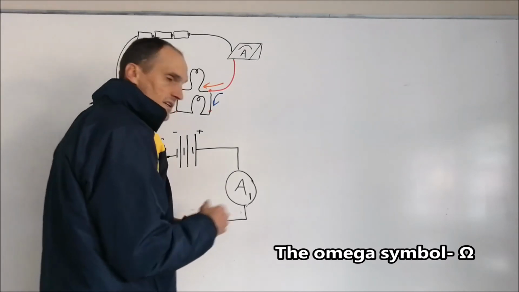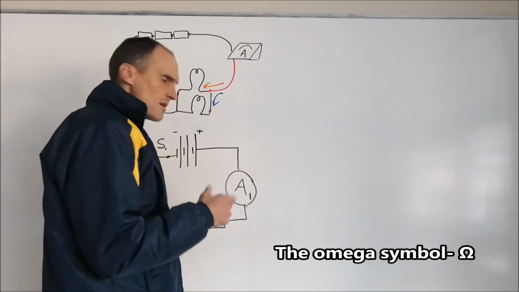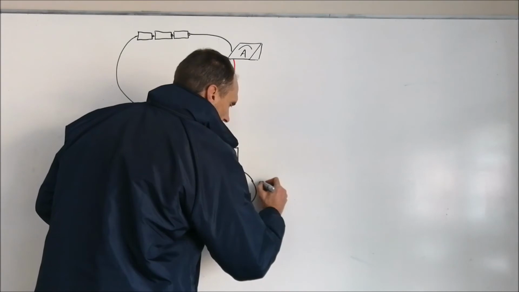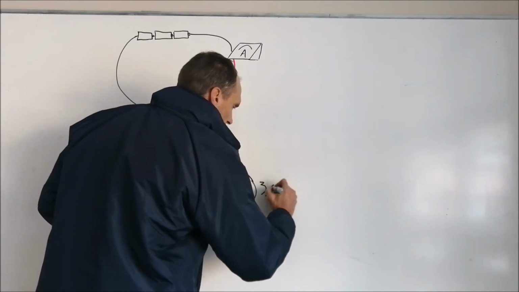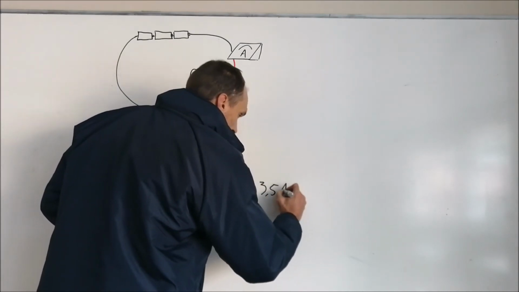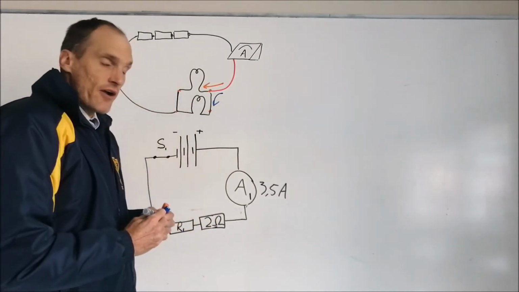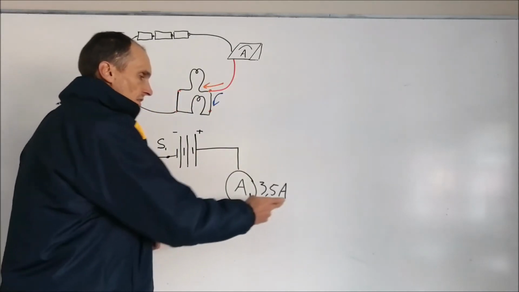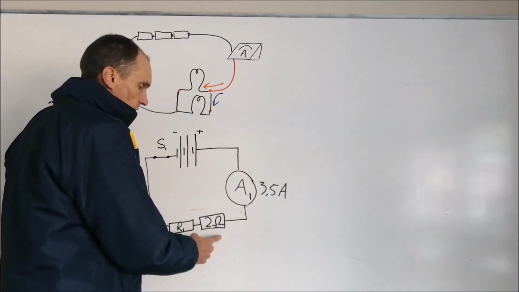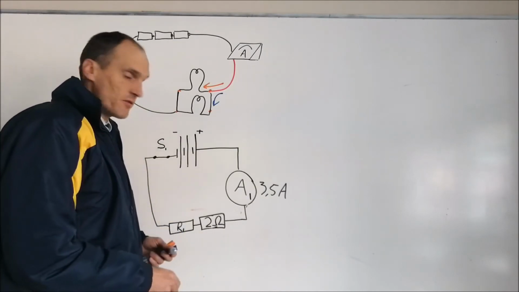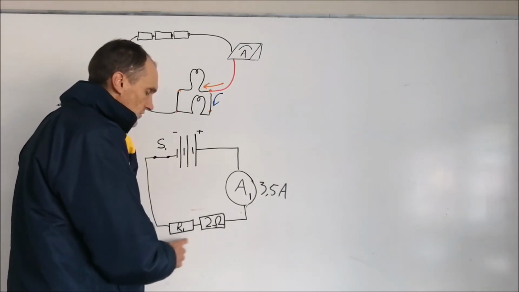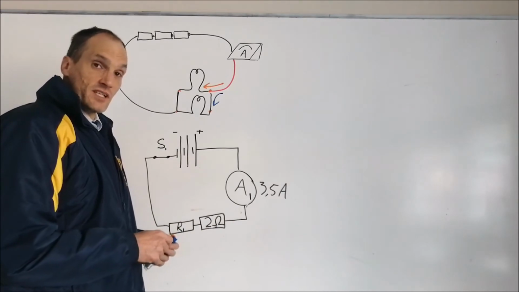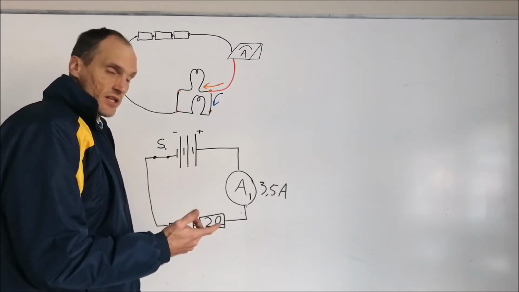Remember that for the ammeter, we talk about amps. So at one stage, we had 3.5 amps worth of current flowing in the circuit. So that is the symbol for current, and your ohms is the symbol for resistance. Here we have two resistive elements in series with each other. Okay?